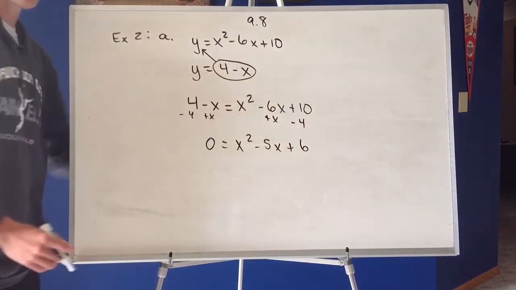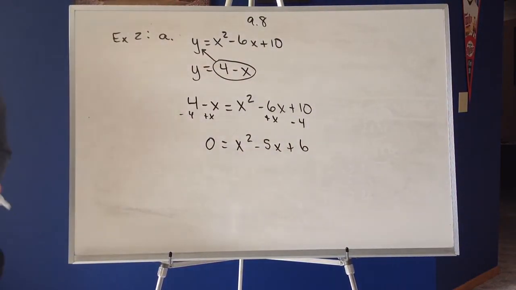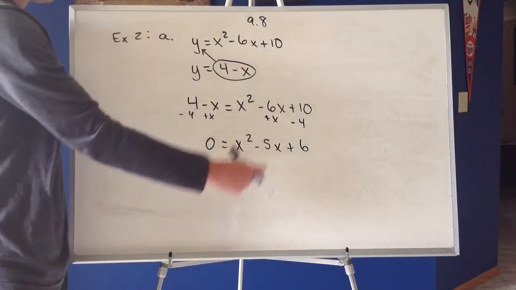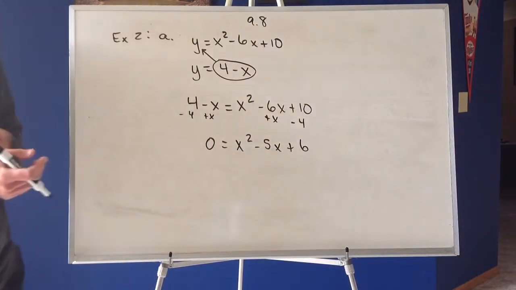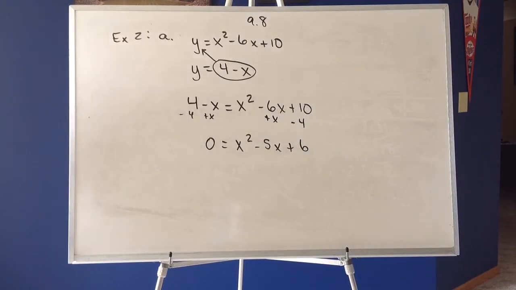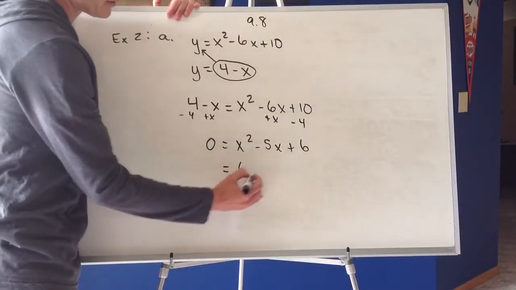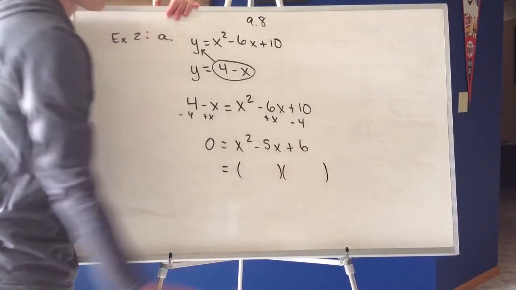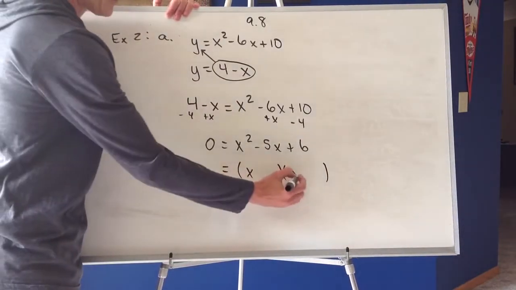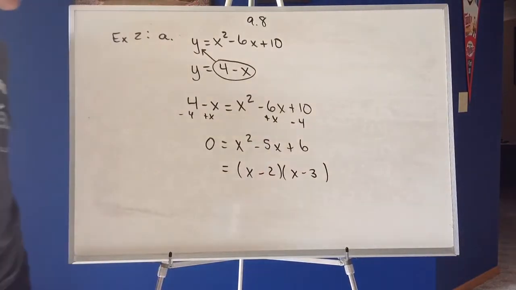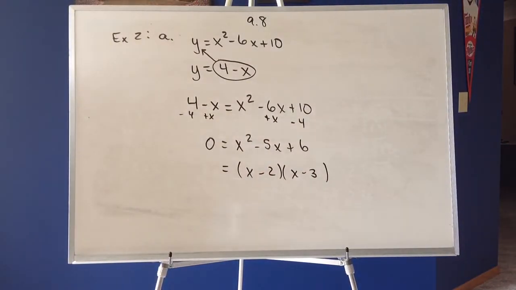At this point now, you can use whichever method you would like. We probably don't want to do the square root method because we have a bx. You could factor, you could complete the square, or you could use the quadratic formula. It comes down to whichever one you would like to use. These ones are fairly easy to factor, so I'm going to go ahead and factor. x and x, -2 and -3 will give me my 5 in the middle.